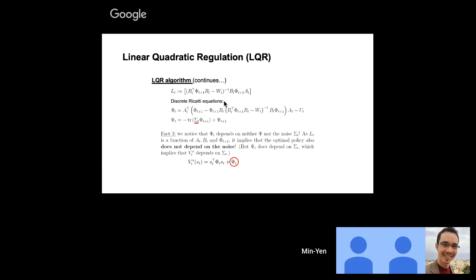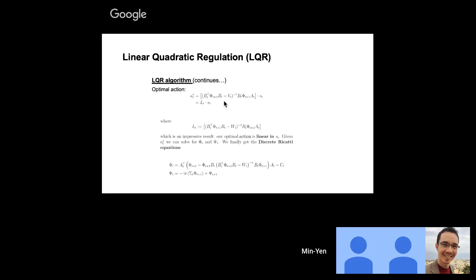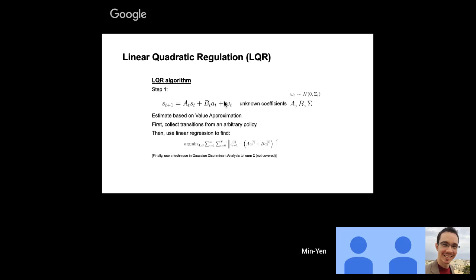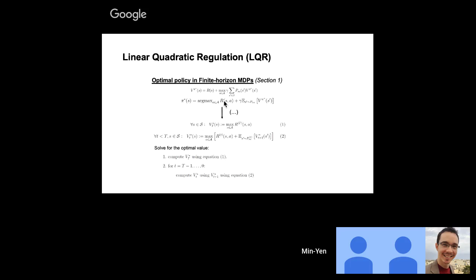But I have a hard time parsing that fact. It says LT is not a function of AT, BT, and phi T plus 1. Sorry, on the next slide. Oh, yeah. It implies the optimal policy also does not depend on the noise. But isn't the optimal policy V star T? The optimal policy, I think they defined in the first few slides. Policy should be a function of the state. Right. See the state function definition.